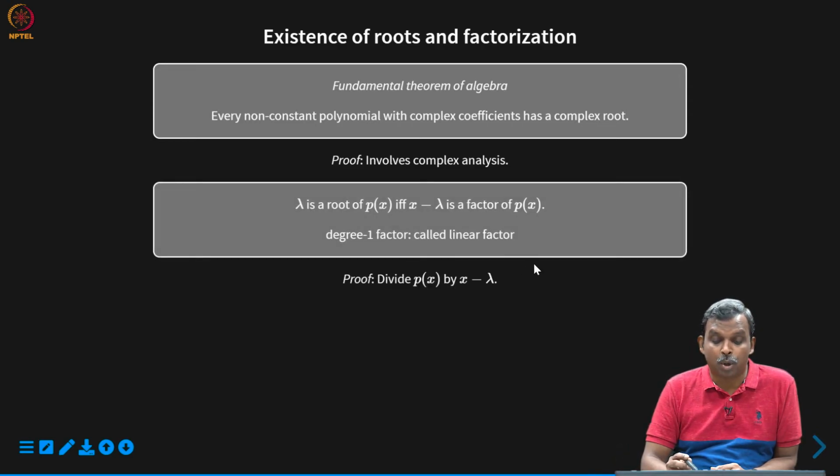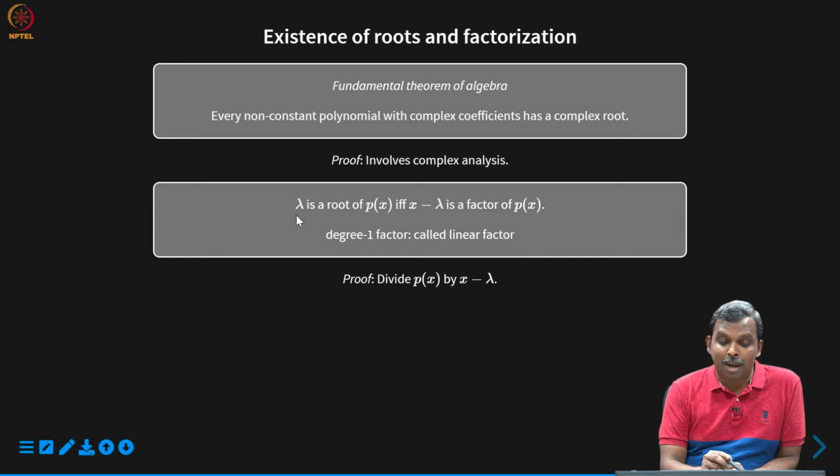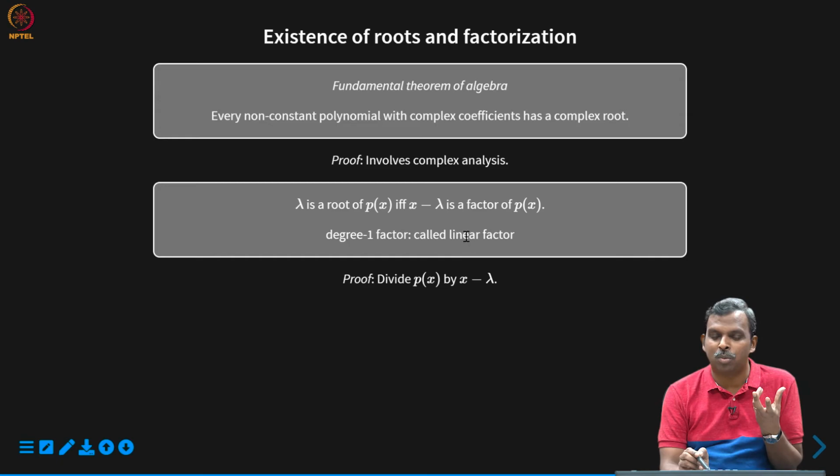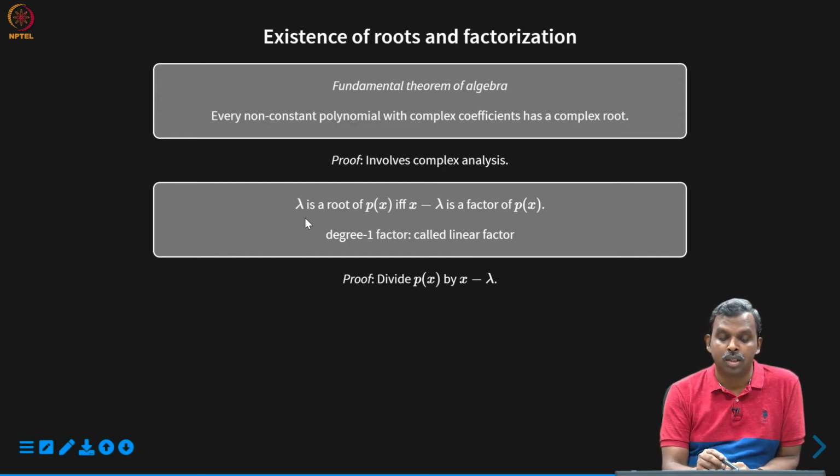Now this result is important to us. If lambda is a root of p(x), then it turns out x minus lambda is a factor of p(x), and it also goes the other way around. These degree 1 factors x minus lambda are called linear factors. Linear polynomials are very nice, and you want to understand polynomials in terms of linear factors. You notice that roots of a polynomial are strongly connected to linear factors of polynomials. And the proof is actually very easy.